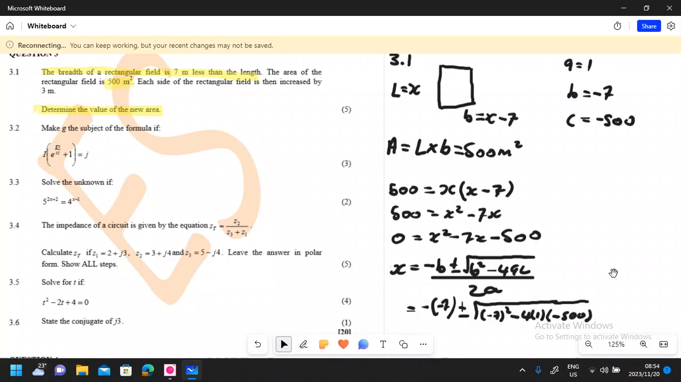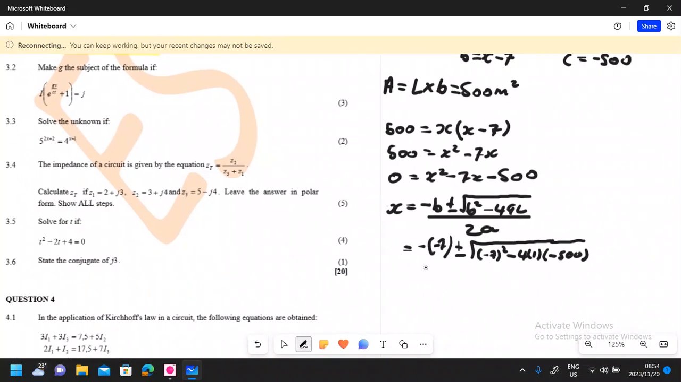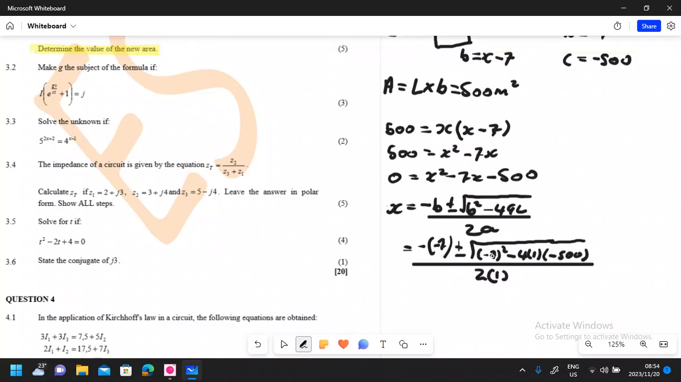Now we start dividing. We're going to have 2 multiplied by a. Remember, a is 1, the coefficient of x squared. So this is after substituting, guys. I know this takes time, but if you really want to understand, you better watch the video. All right, let's continue.